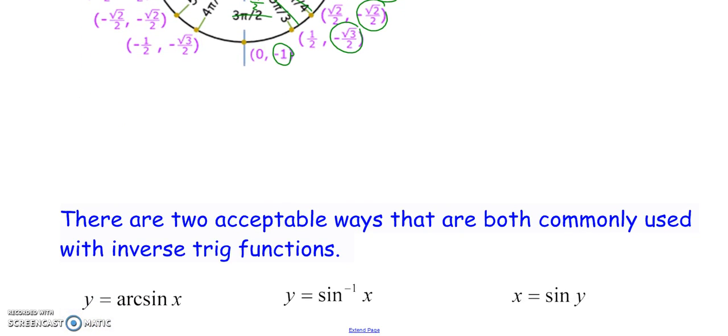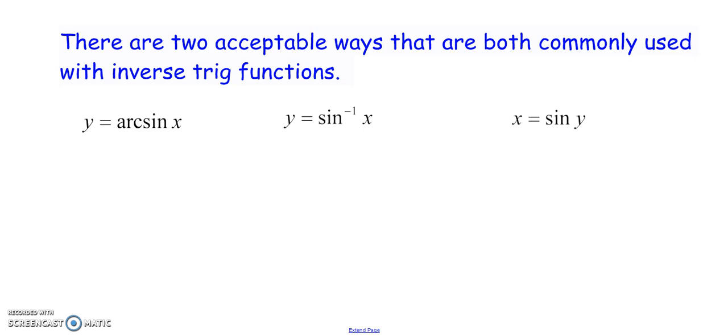Here on the bottom there are some acceptable notations. I already told you that another way of writing sine inverse is if you switch x and y. The sine inverse of x is equal to y. Well, I could switch it and say sine of y is equal to x. So these two statements are equivalent. Another way to write sine inverse is arcsine. So this is another way of writing sine inverse x. Those are just notation pieces.